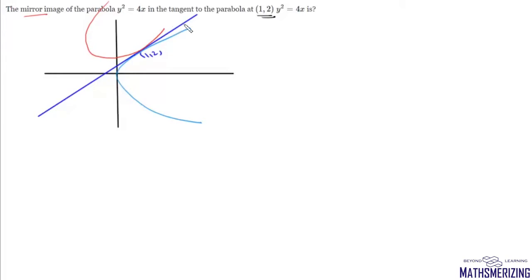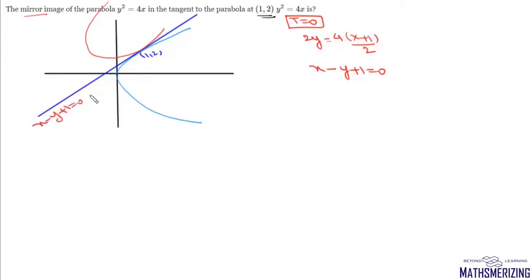Now we know that the equation of the tangent when the point lies on the curve is given by T equals 0. So we can write this equation as 2y equal to 4 times (x plus 1) by 2. So 2 and 2 will cancel, and the equation of this tangent will be x minus y plus 1 equals 0.